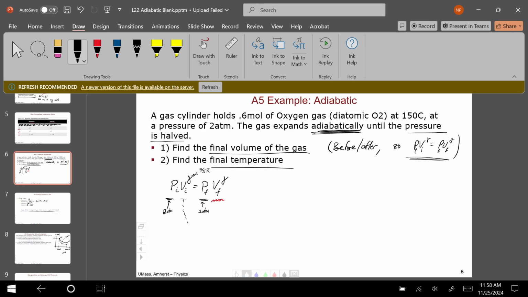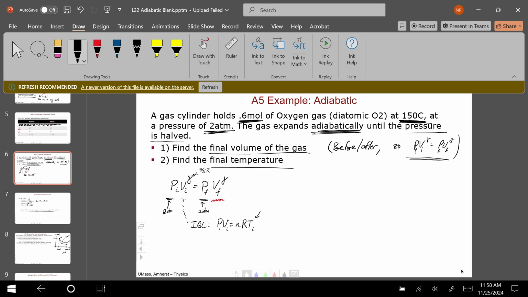Your first knee jerk is probably, oh, I'm actually told a lot of variables about the gas. I'm told N, T, and P. So I can probably find the initial volume using the ideal gas law. Just applying the normal ideal gas law for the initial state, because I'm after the initial volume.